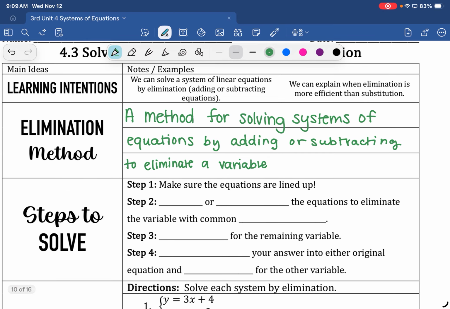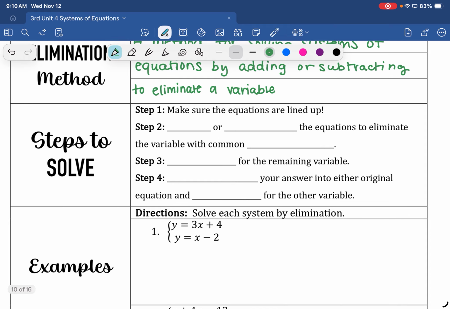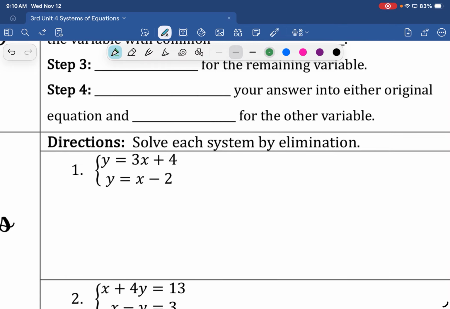So like I said, first things first, you have to make sure your equations are lined up. What that means is all of your variables have to line up, your equal sign has to line up, and your constant has to line up. So if we look at number 1, this is a good example of how it lines up, okay?